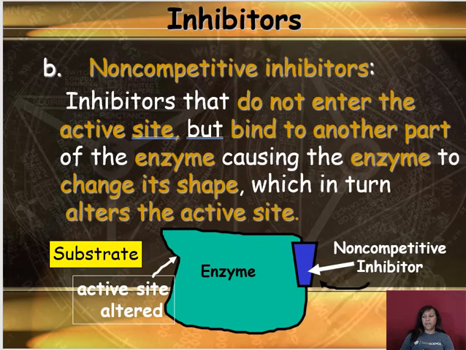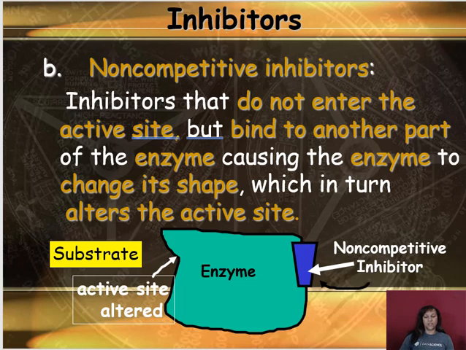But you also can have a non-competitive inhibitor, and these are inhibitors that don't enter the active site, but bind to another part of the enzyme, causing the enzyme to change its shape, which in turn will alter the active site. So here, in this illustration, we have a non-competitive inhibitor bound to the opposite side of where the active site is. And we can see the active site here. Because that non-competitive inhibitor bound, it changed the shape of the enzyme, which changed the shape of the active site. And now the substrate cannot bind. So that's a non-competitive inhibitor.